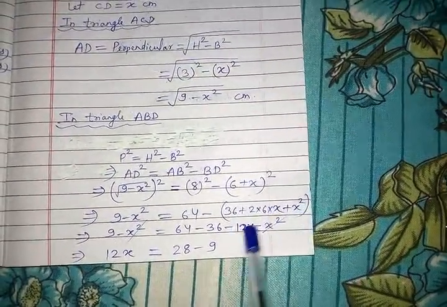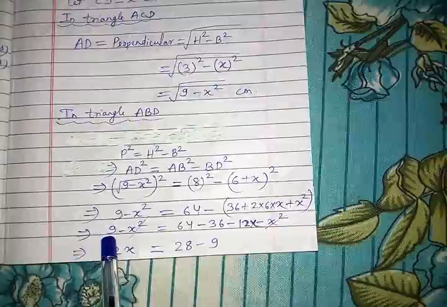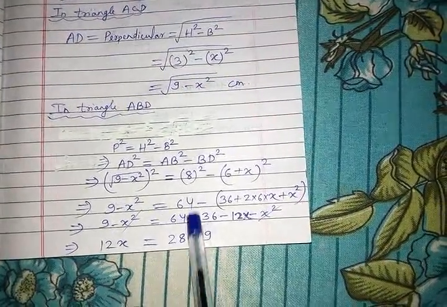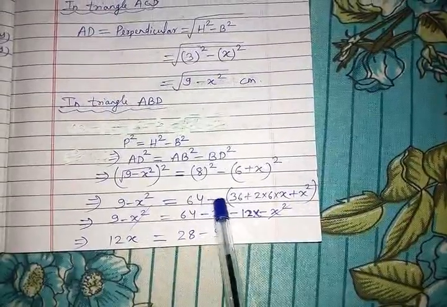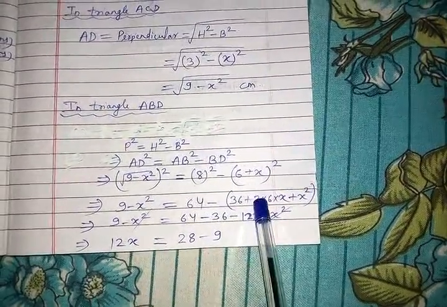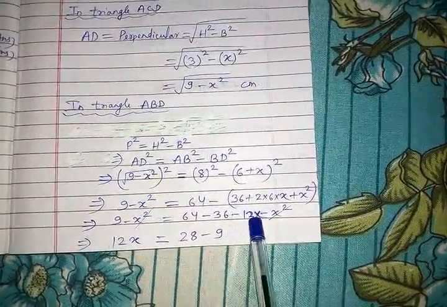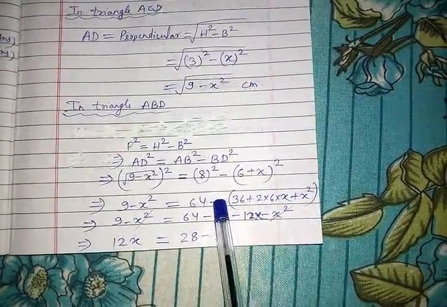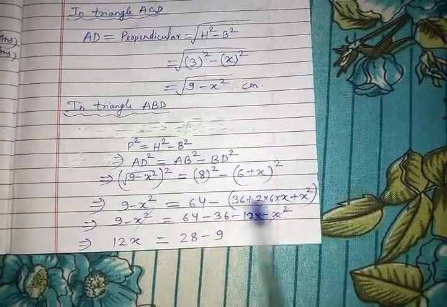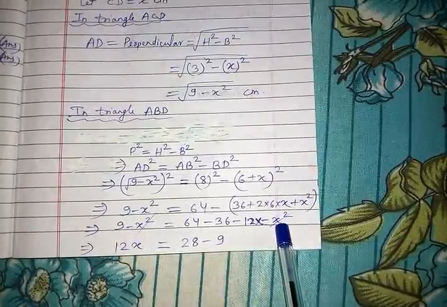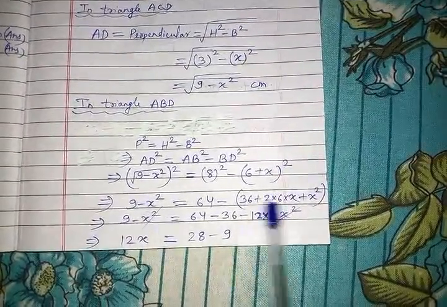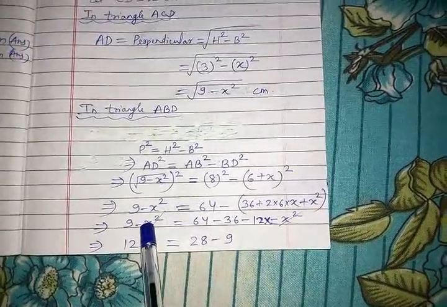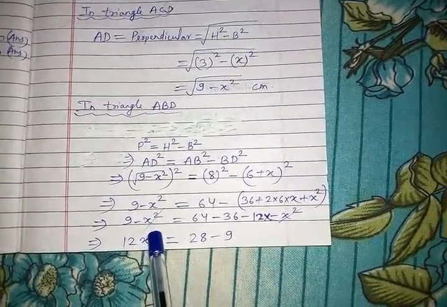Now in the next step you can see I wrote 9 minus x square equal to 64. Now I will open this bracket with the help of minus. So minus 36 minus 2 sixes are 12x minus 12x, and this plus into minus is again minus x square. Now this x square and this x square will cancel, because if this x square comes this side, it will become plus, and plus x square minus x square will cancel.